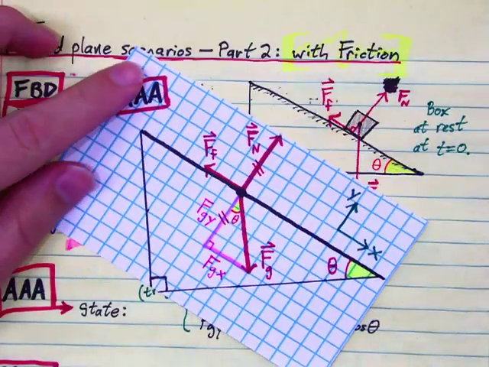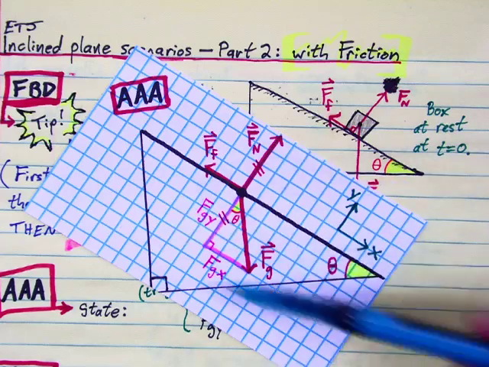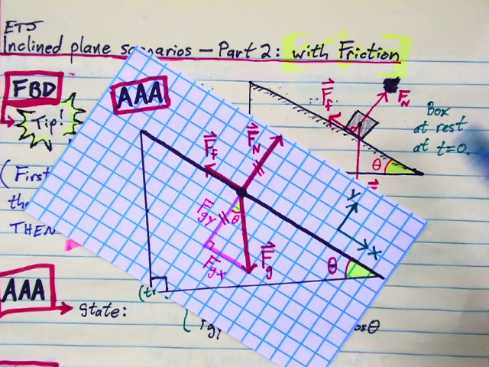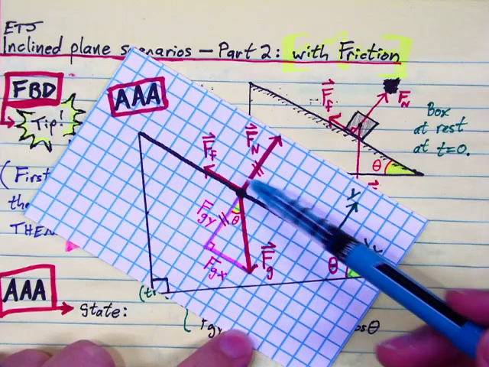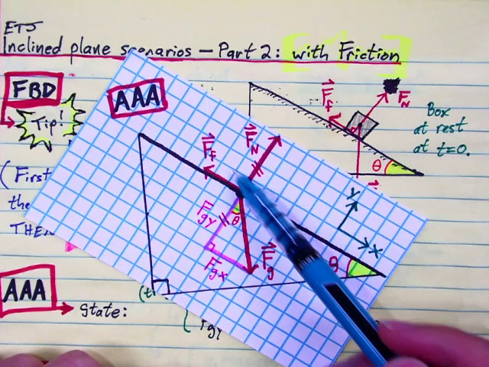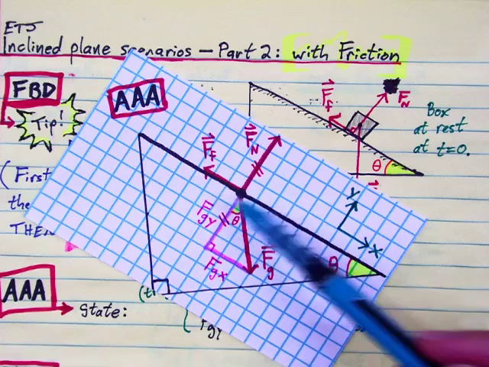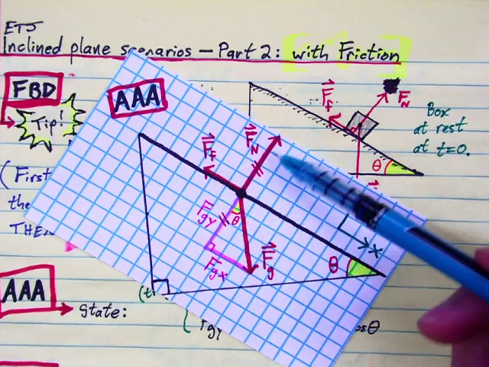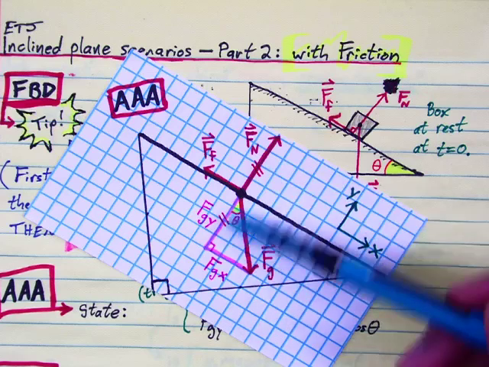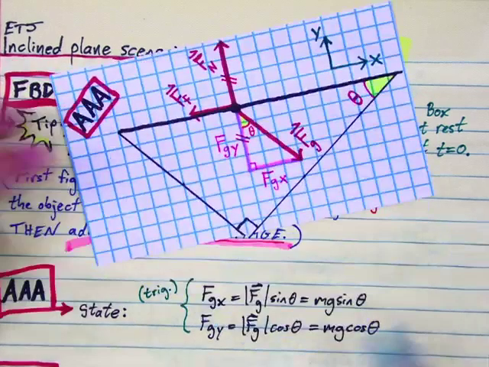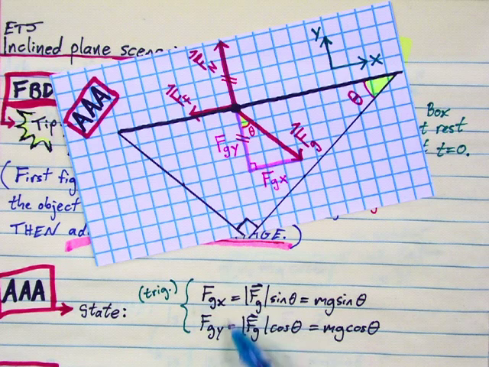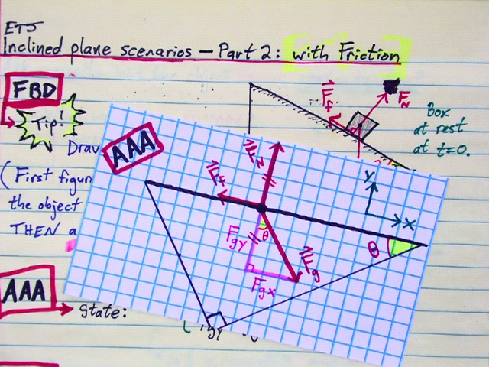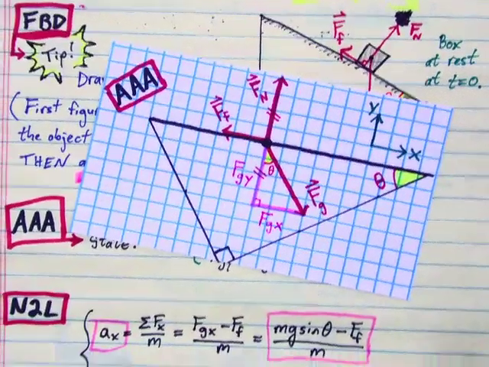Here's our FBD once again, and it's pretty much the same as before. The only difference is that we've got this force of friction pointing up the ramp here. I don't know how big friction is just yet. We'll have to discuss that in a moment. Otherwise, the geometry is all the same, and we can state once again these expressions for the components of the force of gravity. Okay, using this to now write out Newton's second law.